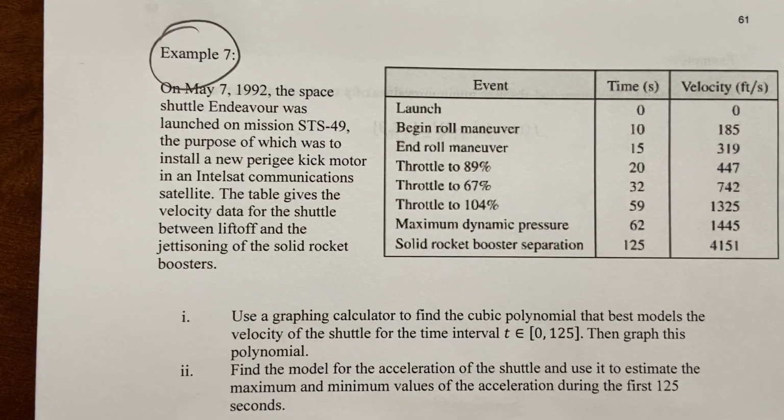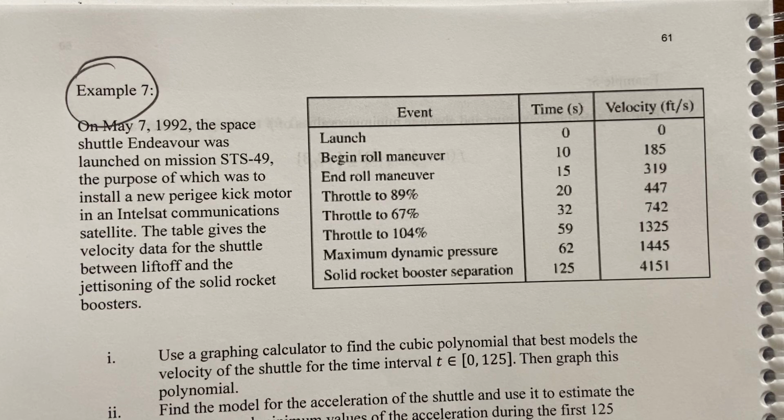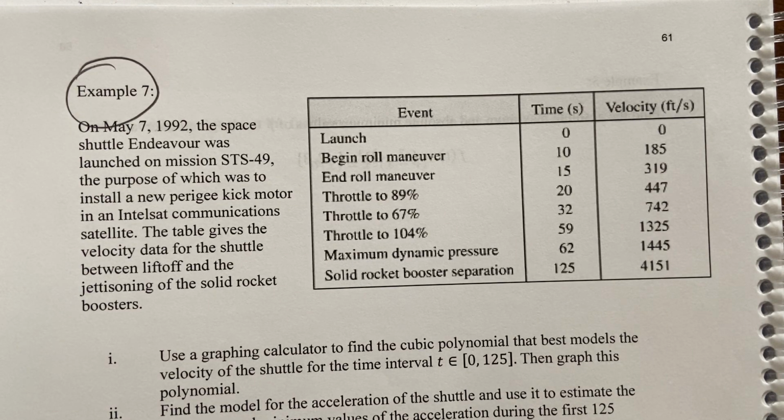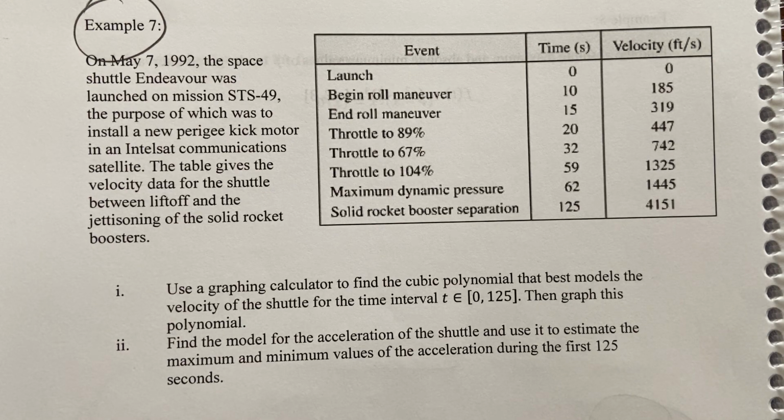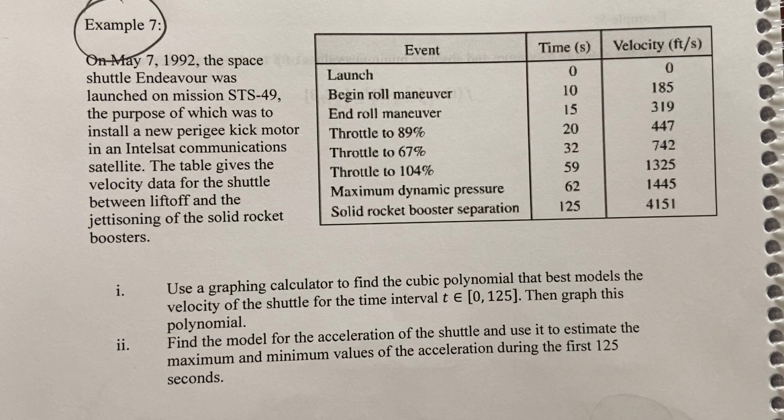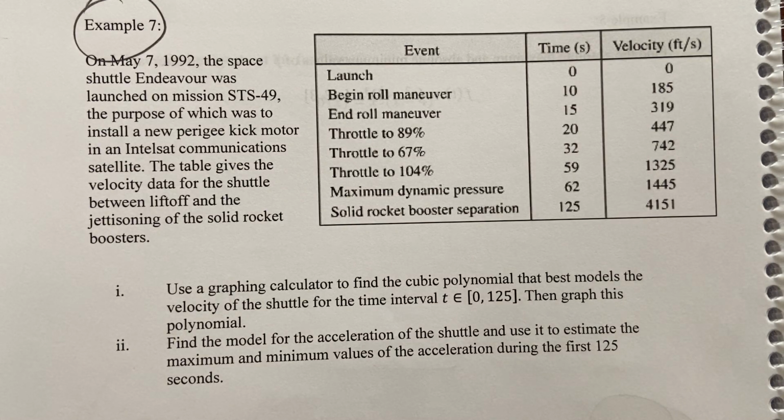So this one, I'm going to again try to pull up the computer in a second and show you how to use it in Desmos to solve this. It says on May 7th, 1992, the space shuttle Endeavour was launched on mission STS-49, the purpose of which was to install a new perigee kick motor in an Intelsat communication satellite. The table gives the velocity data for the shuttle between liftoff and the jettisoning of the solid rocket boosters.